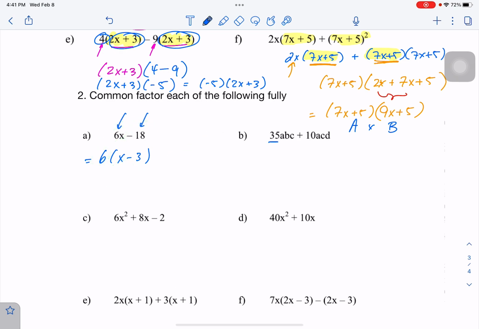I got 35 and 10. So I can take a 5 out of both of those. I've got an A in both of them. I got a C in both of them, but they don't both have a B or a D. So the A and the C come out. What am I left with? 35 divided by 5 is 7. The A came out. The B stayed in. The C came out. I've got 10 divided by 5 is 2. The A came out, the C came out, I'm left with the D.